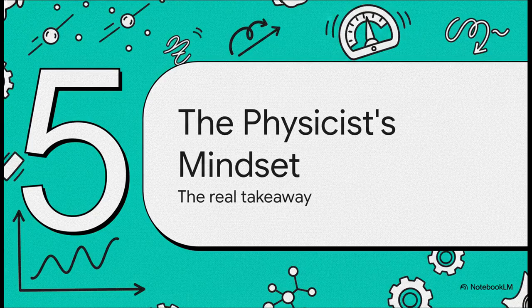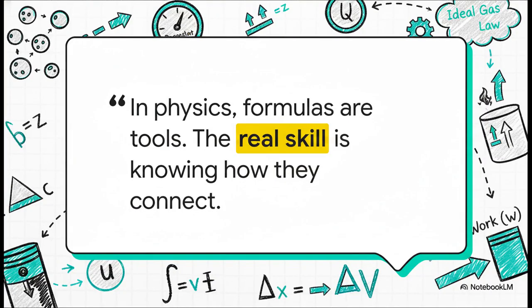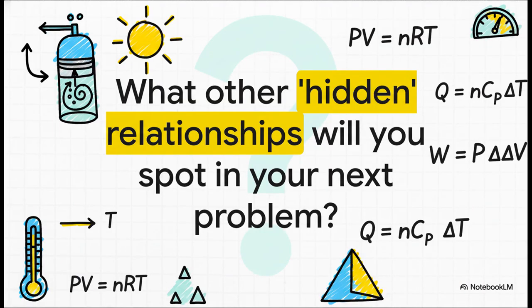But look, getting the number 500 isn't really the big win here. The real takeaway is about how we got there. It's about the approach, the physicist's mindset. It really comes down to this idea right here. In physics, formulas are just tools in a toolbox. The real skill isn't memorizing all the tools, it's understanding how they all connect to each other. So I'll leave you with this question. The next time you're staring down a problem that seems impossible, don't just hunt for a single formula. Look deeper. What are the hidden relationships you can spot to forge a new path to the solution?